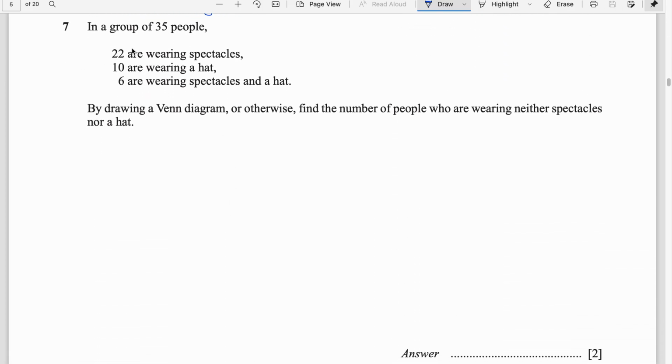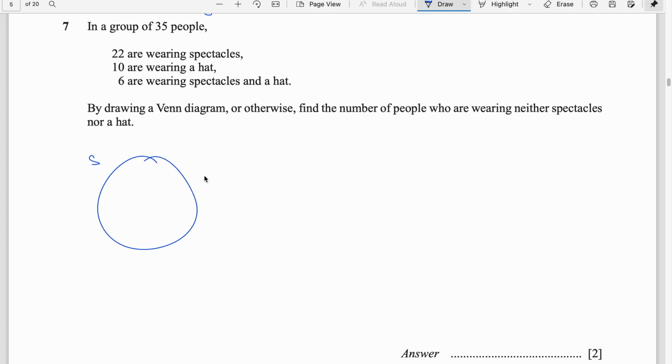Question number 7. In a group of 35 people, 22 are wearing spectacles. 10 are wearing a hat. 6 are wearing spectacles and hat. By drawing a Venn diagram or otherwise, find the number of people who are wearing neither spectacles nor a hat.